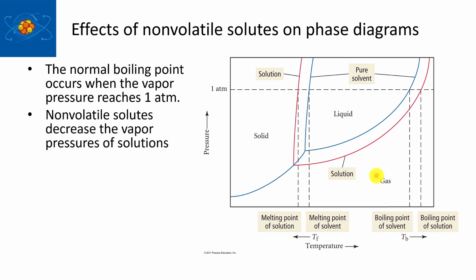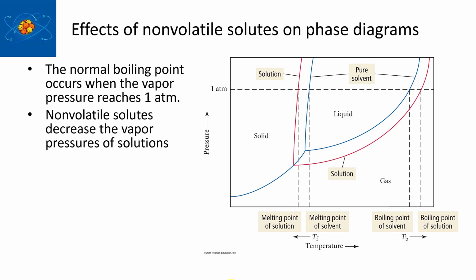So what we end up getting is a boiling point elevation on one side. That's a TB down here. And a freezing point depression going the other way. Now, of course, this is called an elevation because it's going up, and this is a depression because it's going down. Turns out both of these can be calculated using the same form of an equation.